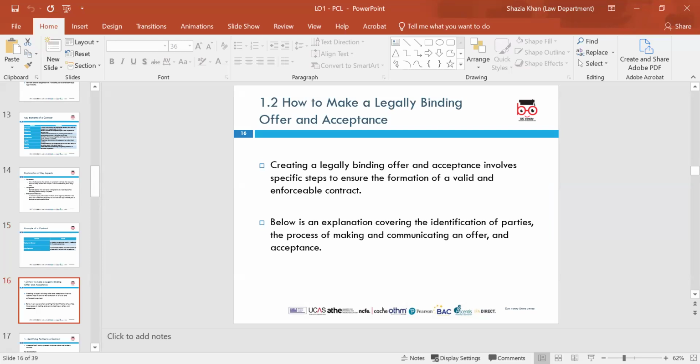How to make a legally binding offer, and that's 1.2. The basic fundamentals of a contract are that it must include an offer, outlining what is provided, and an acceptance of that offer. There must be something of value exchanged, which could be a service, sale of goods, money, or even a promise to provide one of these things.